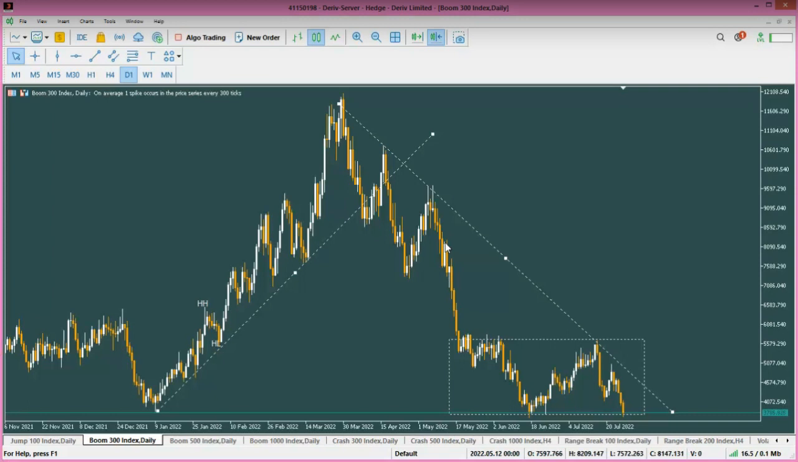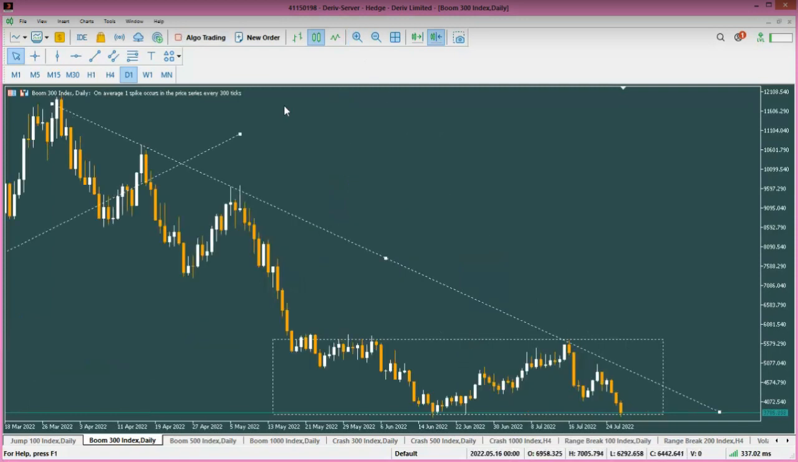Okay, now let us go a little bit deeper into the trending market. I hope you're still with me. Let me just try and zoom in so that you will see what I'll be talking about.